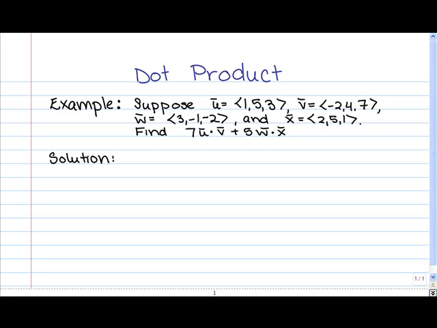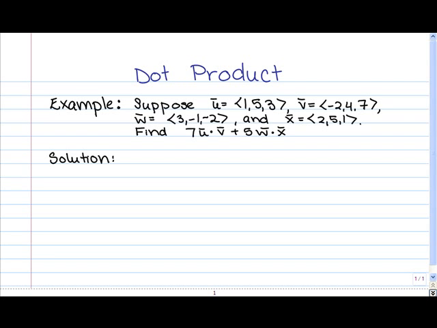Now remember that when you find the dot product of two vectors, you actually get a number. So u dot v and w dot x are actually going to give you numbers. So multiplying by 7 and by 5 accordingly and then adding the results will be straightforward arithmetic. So go ahead, try this out on your own, and we'll continue once you're done.